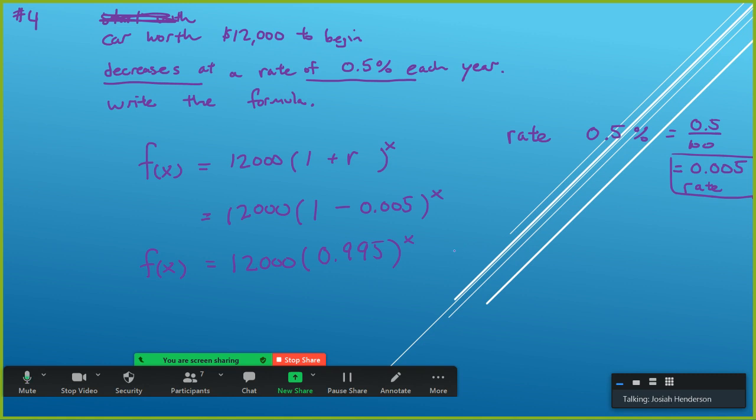An interesting note, for all the first three examples we did, it was always 1 point something, right? 1 point the rate. For decreasing, we'll always have a 0 point something, something, something, whatever the rate is. If you multiply anything by a number between 0 and 1, like this is, it's going to decrease it.